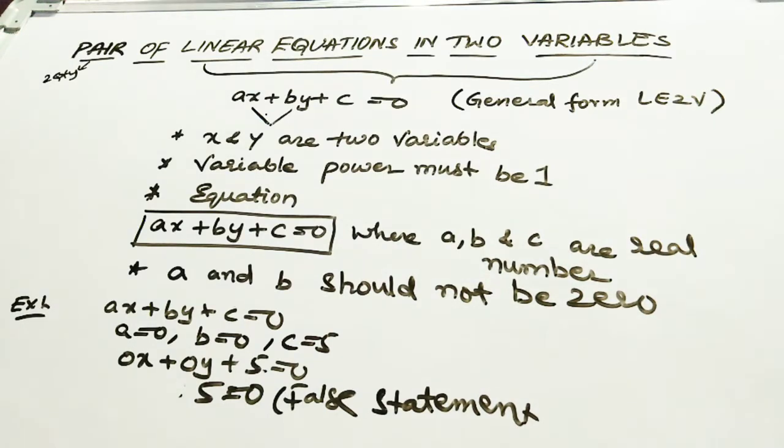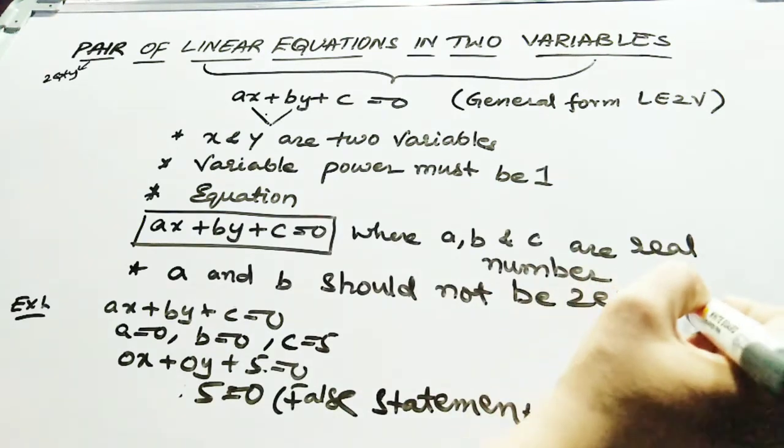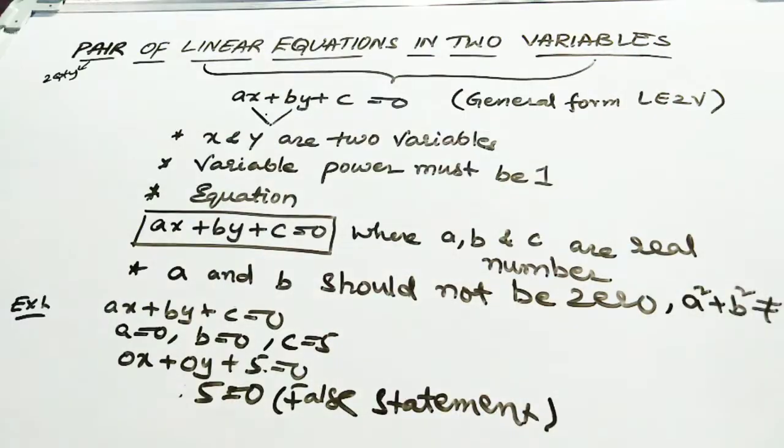Any one 0, it's okay, but a and b should not be 0 at the same time. You can write a square plus b square should not be equal to 0. What does it mean? It signifies that both should not be 0. For 1 mark objective type questions, you will get this. Just listen to my introduction carefully so that you can solve 1 mark objective questions easily.